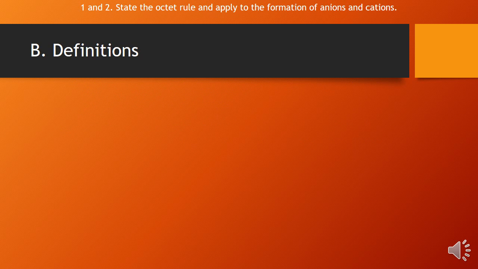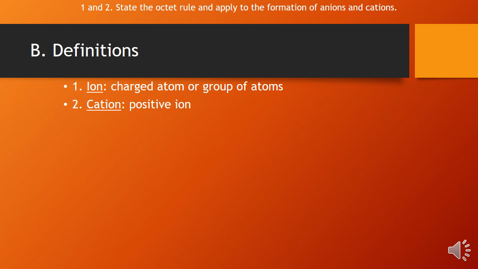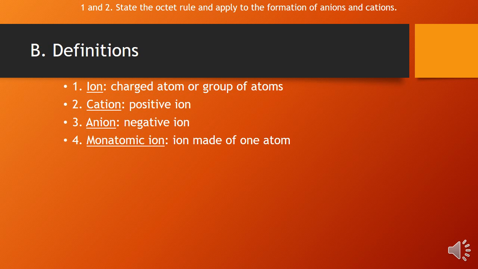Some definitions we want to be familiar with. An ion is simply a charged atom or group of atoms. A cation is the name that we give to a positively charged ion, while an anion is what we call a negative ion. The focus of this video will be on monatomic ions, and those would be ions that are made of one atom. Notice the prefix mono in front of the word atomic there, prefix mono meaning one or singular.